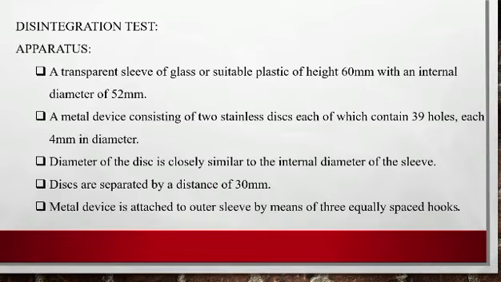Next is disintegration test. Disintegration test means the larger particles break down into smaller particles and completely dissolve into the body fluids. First we have to know the apparatus. In that apparatus, there is a transparent glass or plastic container with a height of 60 millimeter and an internal diameter of 52 millimeter. A metal device consists of two stainless steel discs, each containing 39 holes, each of 4 millimeter in diameter. This is the disintegration test apparatus.